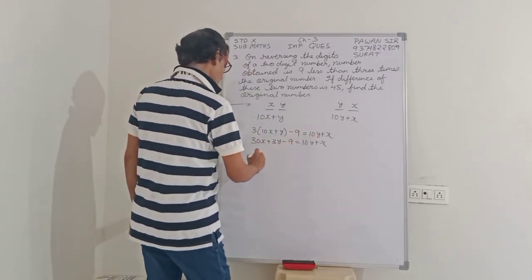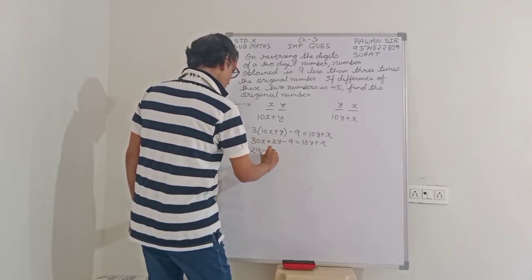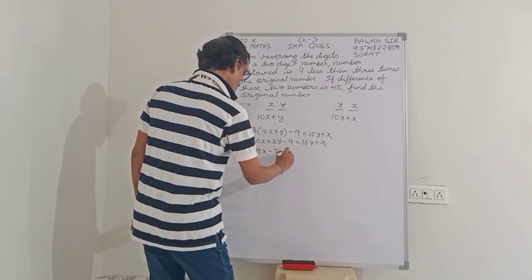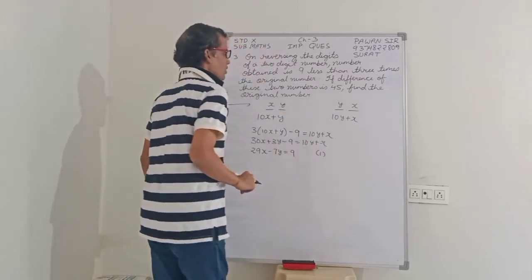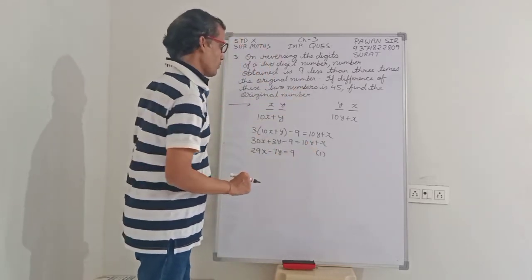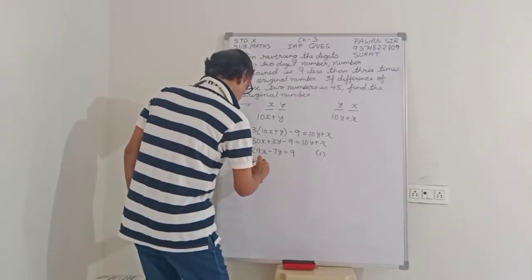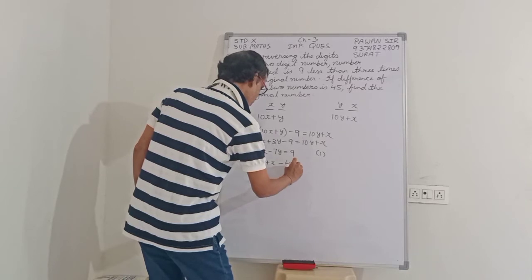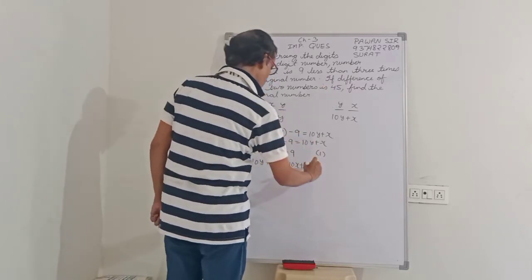Take x and y on this side, but you get 29x minus 7y, it is equal to 9. So this is our first equation. Now the difference of these two numbers is 45. Means this minus this: 10y plus x minus 10x plus y. The difference of these two numbers is 45.